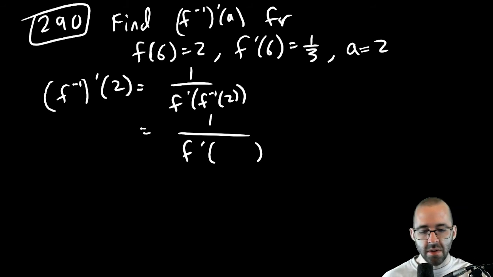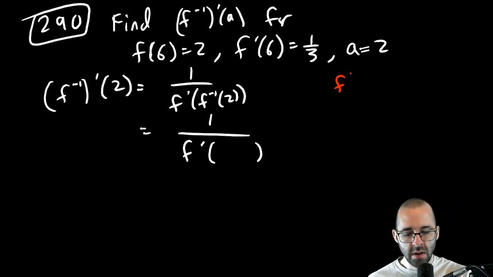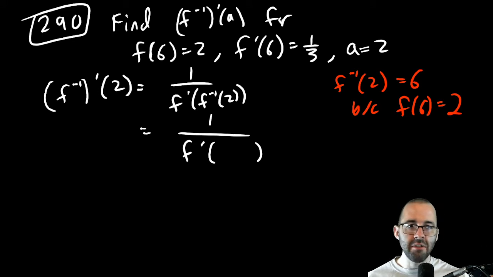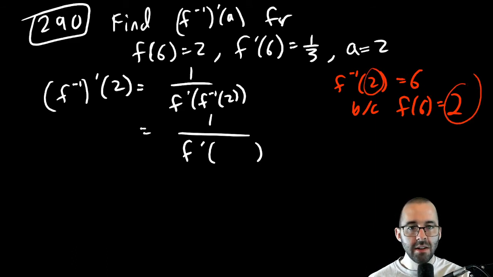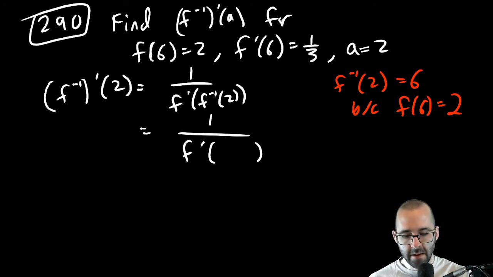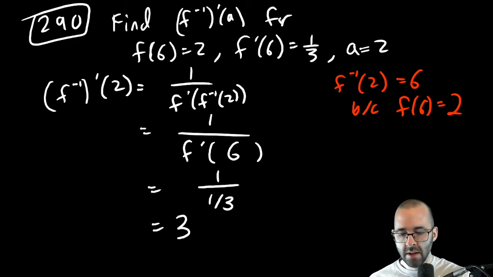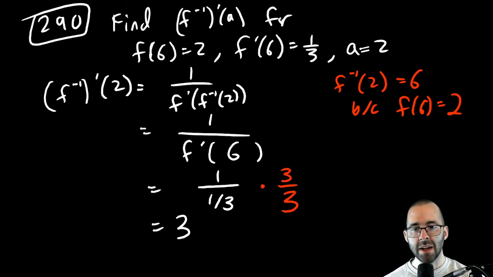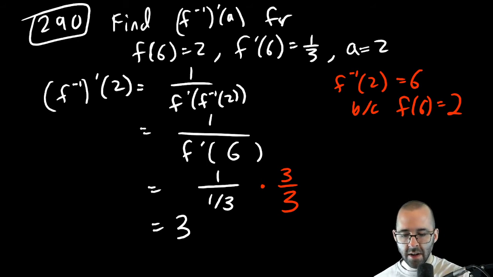What's f inverse of 2? F inverse of 2 is 6 because f of 6 equals 2. That's the definition of an inverse function. The inside becomes the outside becomes the inside. So this just becomes 6. What's f prime of 6? It's a third. What's the reciprocal of a third? 3. You could also get this by multiplying by the LCD. 3 over 3. The top becomes 3, the bottom becomes 1. Another way of getting to the right answer.